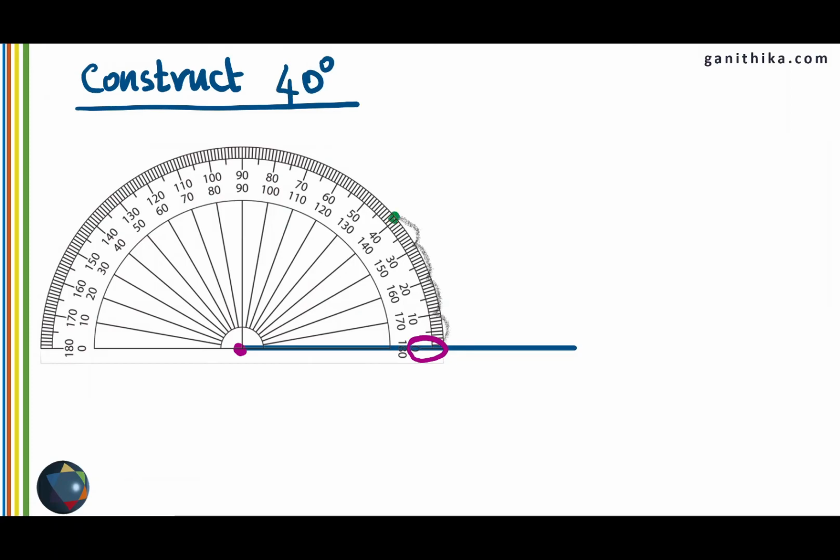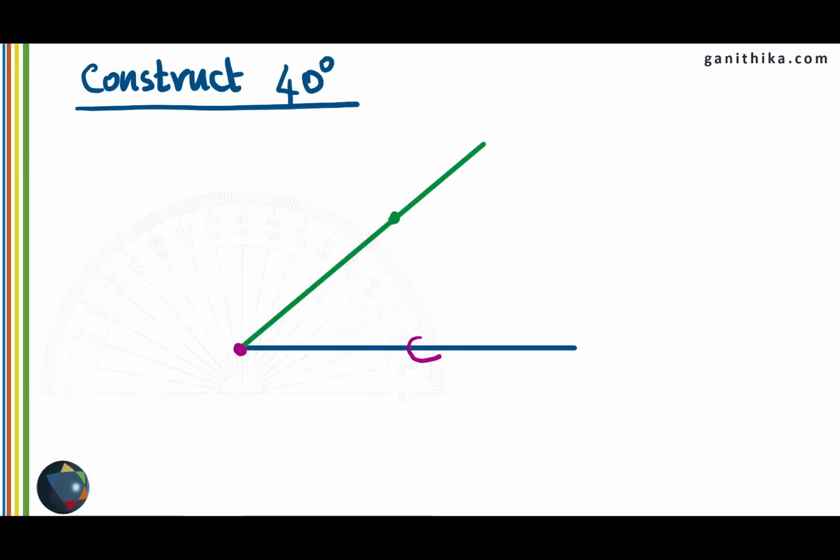Mark the point on the 40 degrees and then join the vertex and this point marked. Therefore, we have constructed 40 degrees now. From the baseline all the way up to the green line, it is 40 degrees according to the protractor. And we just constructed an acute angle.